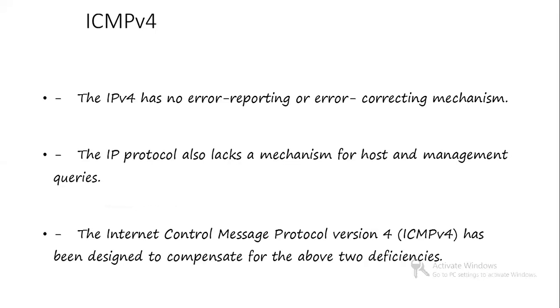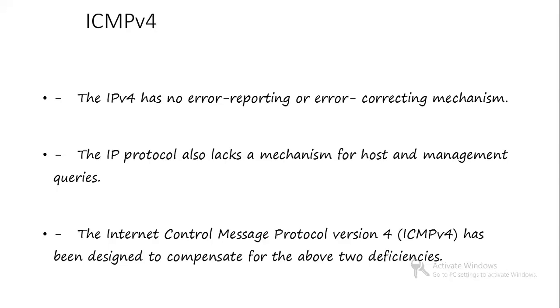Next is ICMPv4. The IPv4 has no error reporting or error correcting mechanisms. What happens if something goes wrong? What happens if a router must discard a datagram because it cannot find a route to the final destination, or because the time to live field has a zero value? What happens if the final destination host must discard the received fragments of a datagram because it has not received all fragments within a predetermined time limit? These are examples of situations where an error has occurred and the IP protocol has no built-in mechanism to notify the original host. The IP protocol also lacks a mechanism for host and management queries.